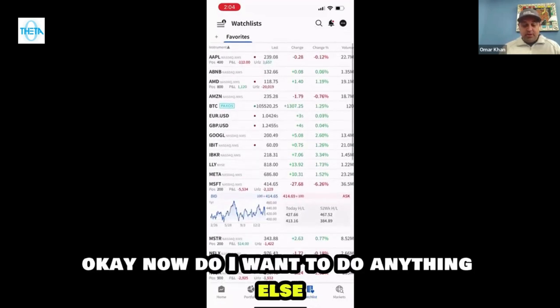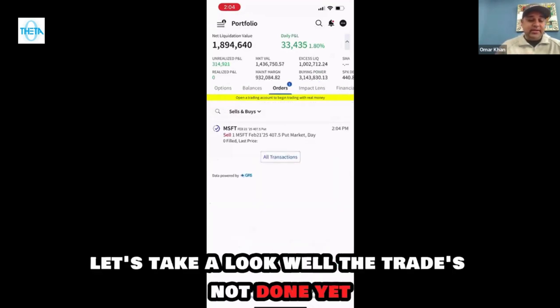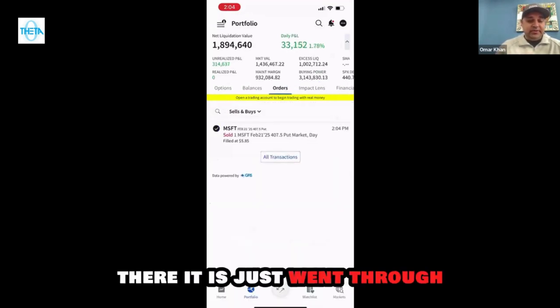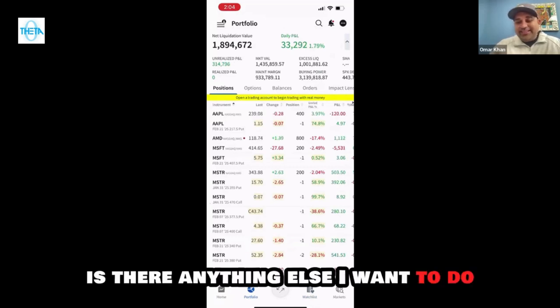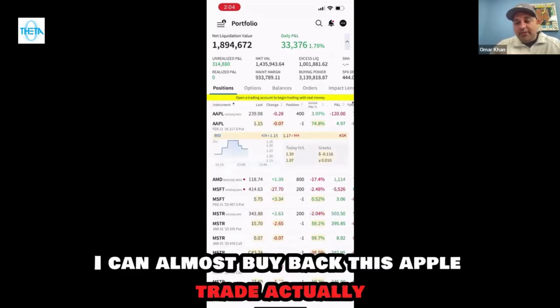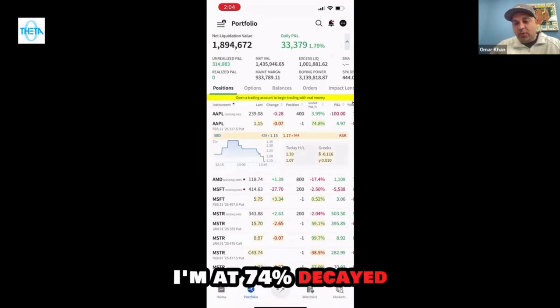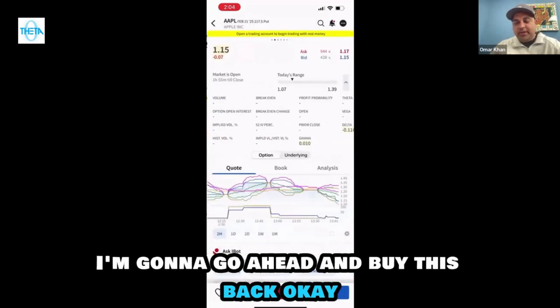Okay. Now, do I want to do anything else? Let's take a look. Well, the trade's not done yet. It looks like it should be done any minute now. There it is. Just went through. Is there anything else I want to do? I can almost buy back this Apple trade. Actually, I probably will, because February 21st, I'm at 74% decayed. I'm going to go ahead and buy this back.